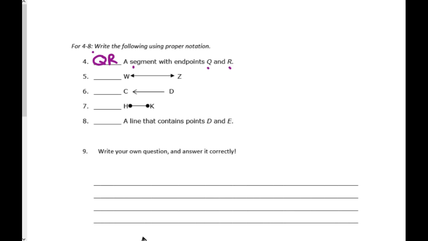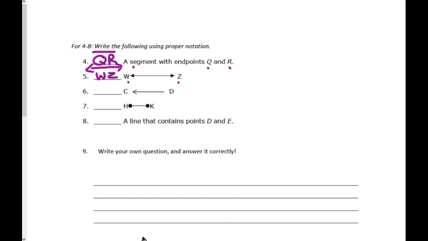Okay? Does everyone hear me say that? Segments have no arrowheads. Don't put arrowheads on top. Okay? But number 5, what is that thing right there? That is a regular line because it has arrowheads. So I'm going to write these 2 letters, WZ. What goes on top? A line, 2 arrowheads. Do you see how that matches the picture? If the picture has arrowheads, use that.